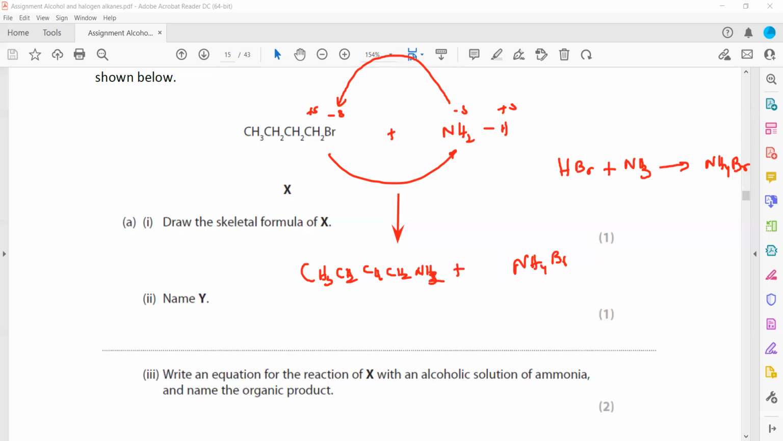So why is HBr not a product? It is produced first, but that HBr reacted with another ammonia, and as a result, it will produce ammonium bromide. So that's why the final product should be ammonium bromide plus butylamine. And the name of this is amine, and 4 carbons are there, butyl. So that's why we call that butylamine. Is this question clear?